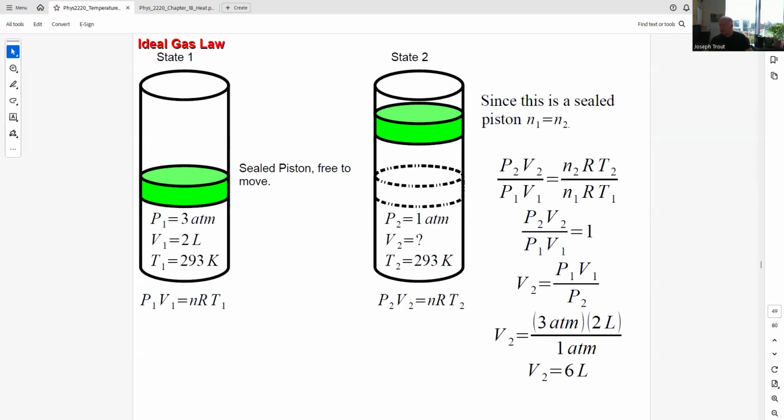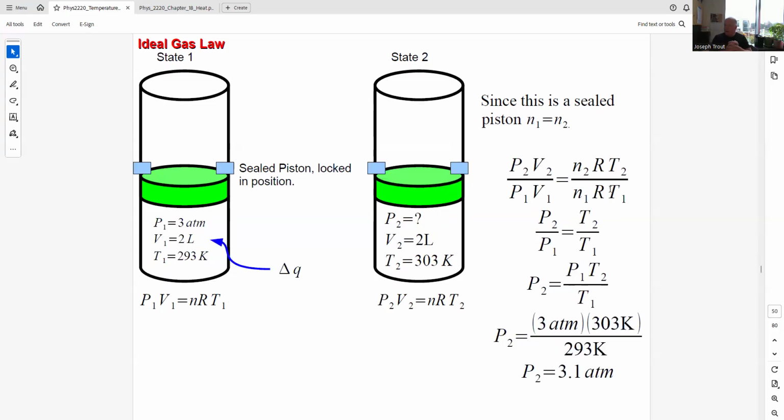So we'll take the second state, P2 V2 = N2 R T2, and divide it by the first state, P1 V1 = N1 R T1. However, we have a sealed piston, so the number of moles of gas doesn't change. R is a constant, and the temperature is constant. So we can solve for V2, and we end up with 6 liters.